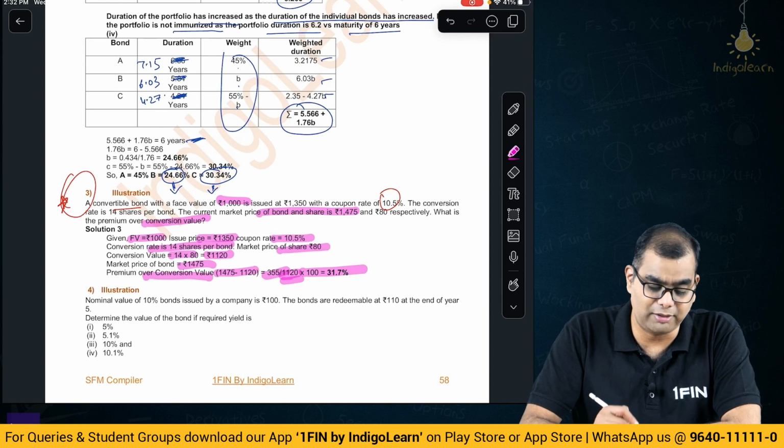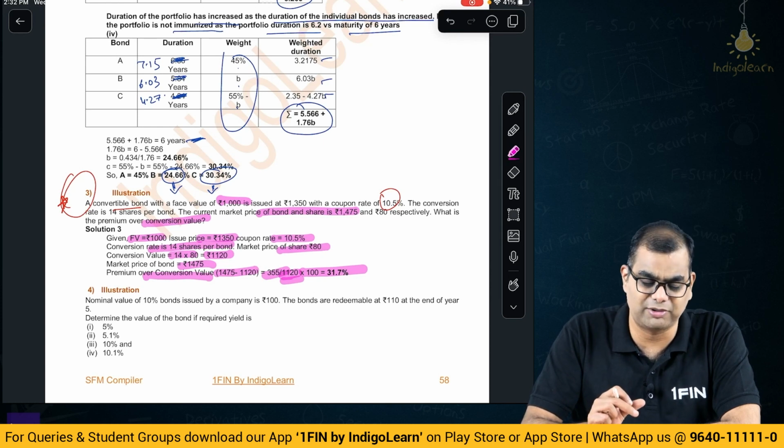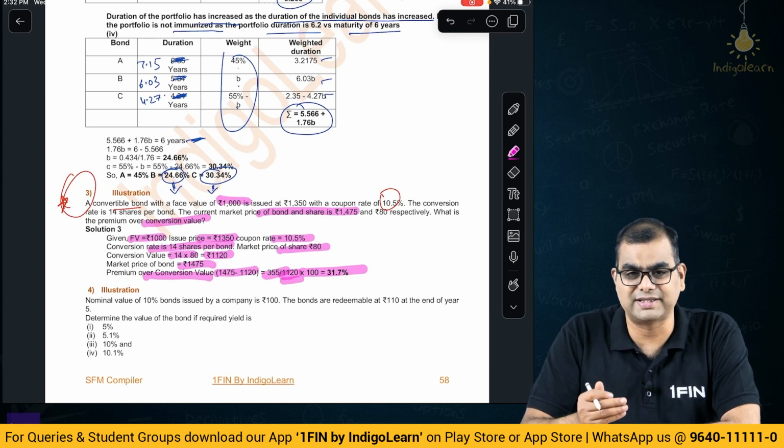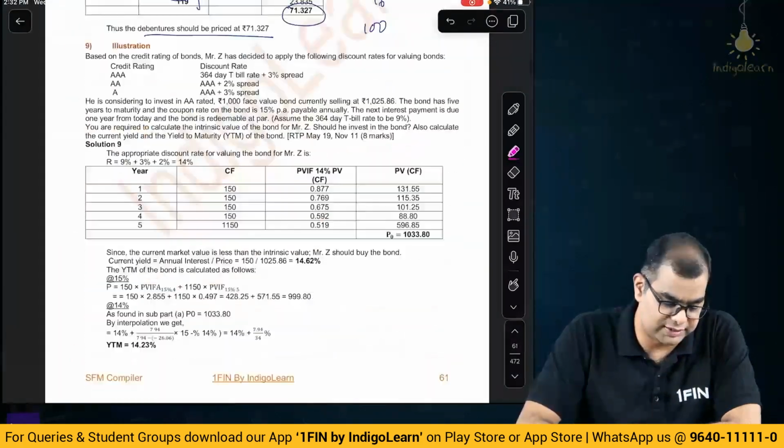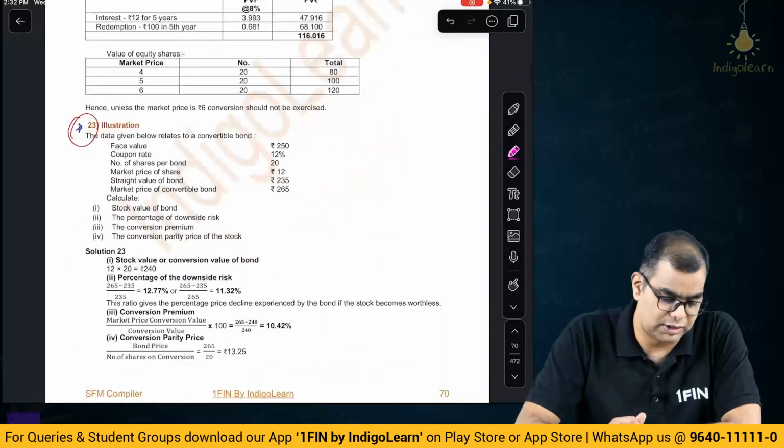Now, this is a very simple problem. Let us look at a slightly advanced problem on this, where you will learn new terms. Again, when I say advanced, there is nothing really fancy in this. It is a very, very simple one. Let us see. This is, I think, question number 23.